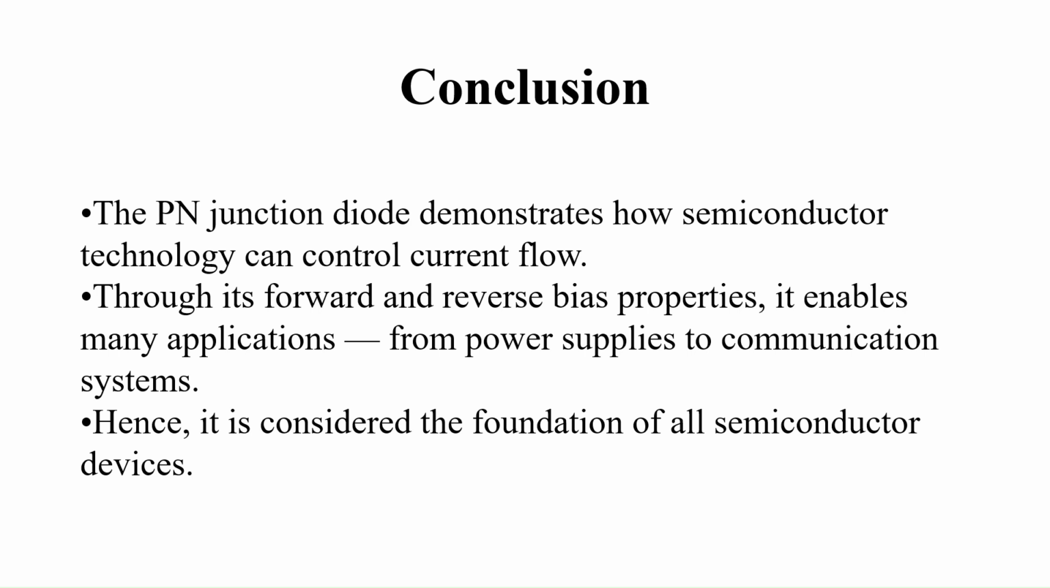As we conclude, the PN junction diode demonstrates how semiconductor technology can control the current flow through its forward and reverse bias properties. It enables many applications from power supplies to communication systems. Hence, it is considered the foundation of all semiconductor devices.